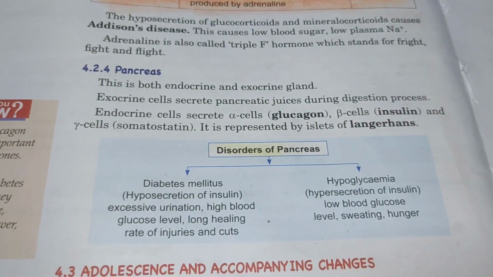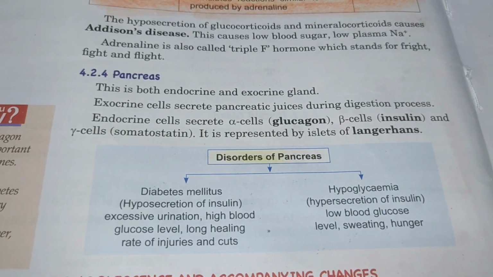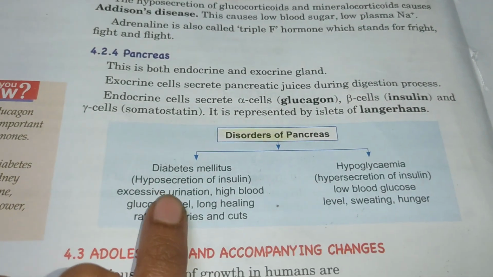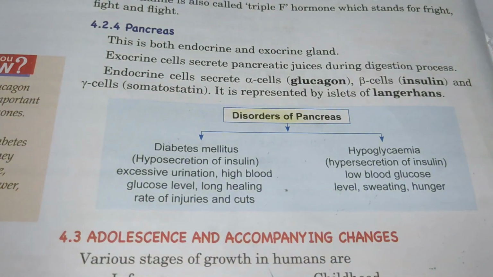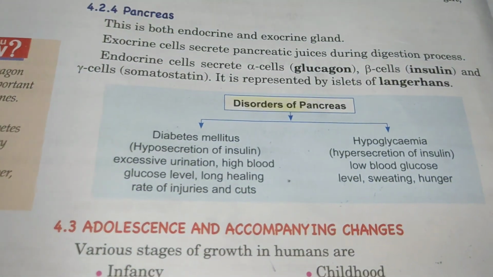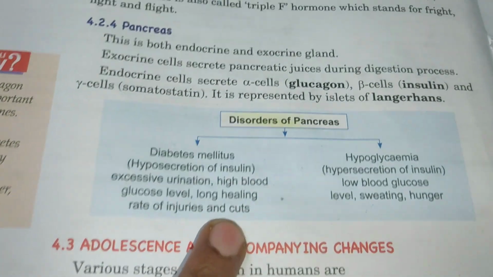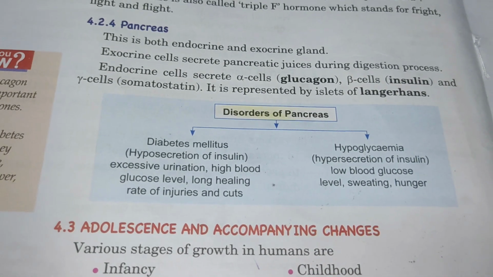So what are the disorders of the pancreas? Diabetes mellitus. If insulin is produced very little, then what are the problems? They have excessive urination and high blood glucose level. They will not heal from any injury or cuts. If any injury or cut happens, it will not heal properly. It will take a long time.